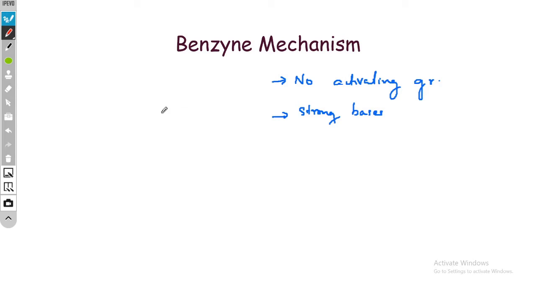Benzyne mechanism. The benzyne mechanism operates when the aryl halide contains no activating group and a strong base is present. It is interesting that the incoming group does not always take the position vacated by the leaving group. Usually one would expect the incoming group to be present at the place where the leaving group leaves. So in order to identify the position where the leaving group leaves, we label this carbon as carbon 14.